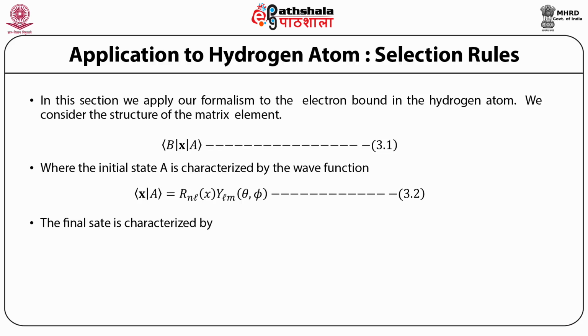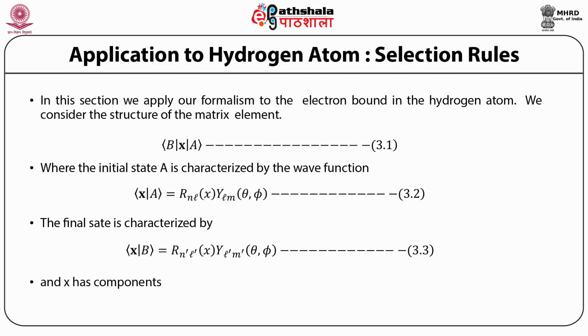The final state is similarly written as the bra-ket, bra of X vector and ket of B, which is equal to the radial function of n prime and L prime of r and the Y L prime m prime function of theta and phi. And X has components which are written in terms of r, theta and phi. So we have X is equal to r sine theta cos phi, Y is equal to r sine theta sine phi, Z is equal to r cosine theta.